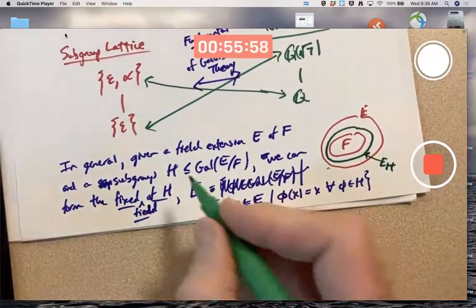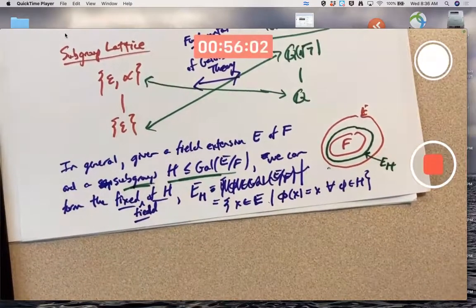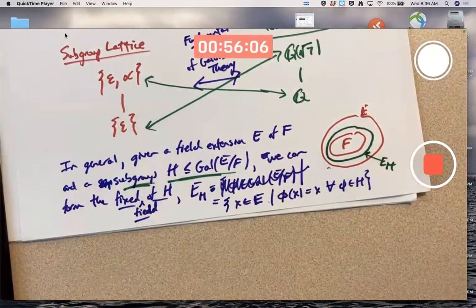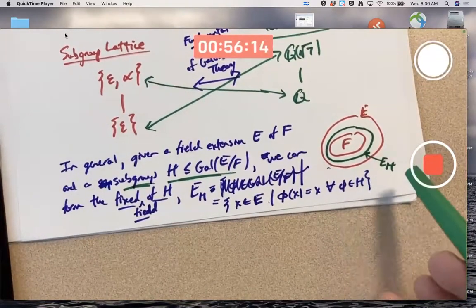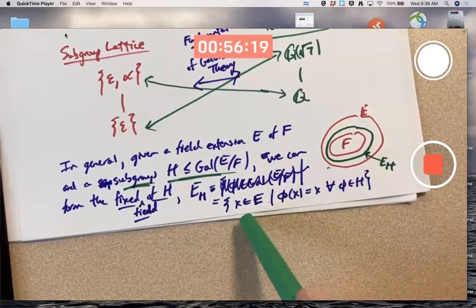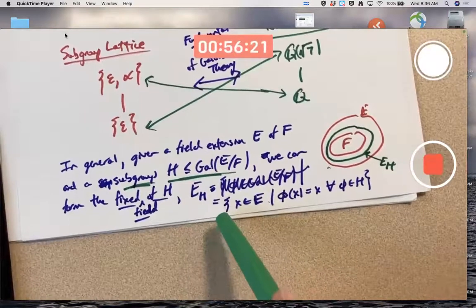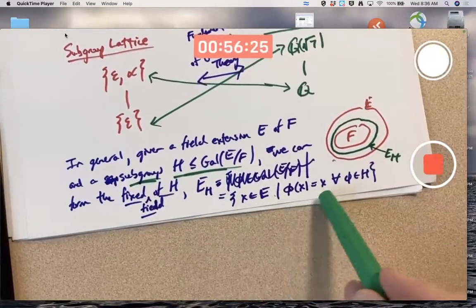H is a subgroup of the Galois group. H is not a field. H is a subgroup of the Galois group, so it does consist of automorphisms of E that fix F, but they also could fix more than elements of F. They could fix other elements. This fixed field of H is everything in E that gets mapped to itself by elements of H.